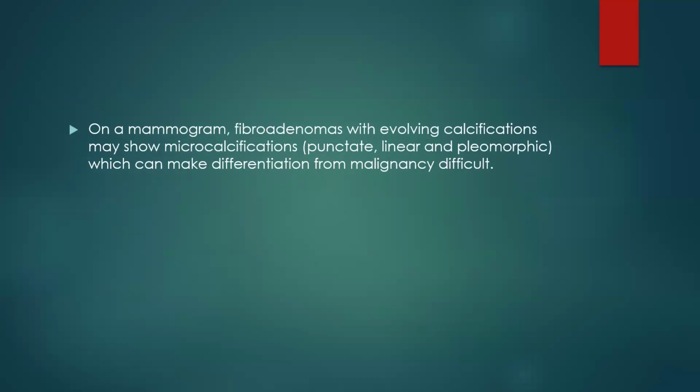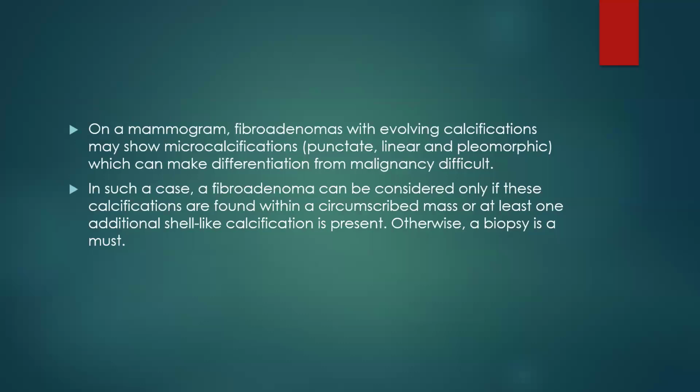On a mammogram, fibroadenomas with involuting calcifications may show microcalcifications, punctate, linear, or polymorphic, which can make differentiation from malignancy difficult. In such cases, fibroadenoma can be considered only if these calcifications are found within a circumscribed mass or at least one additional shell-like calcification is present. Otherwise, a biopsy is a must.